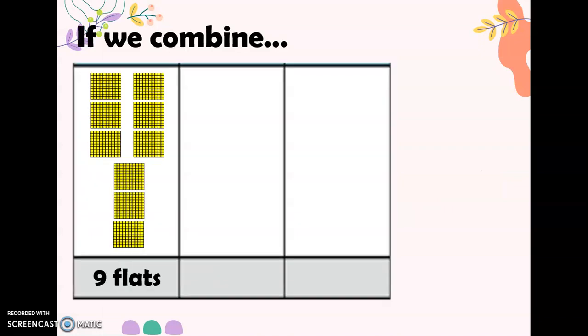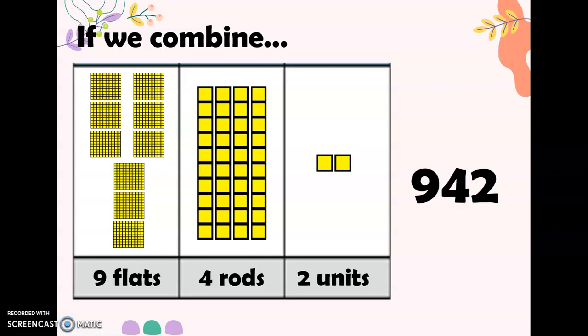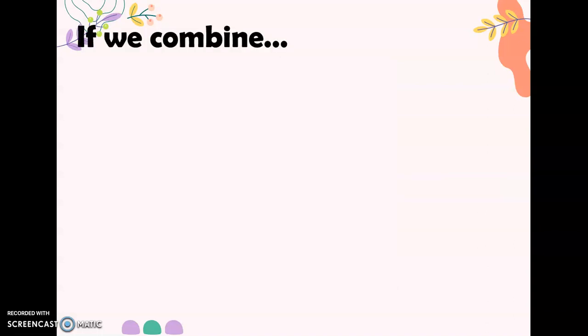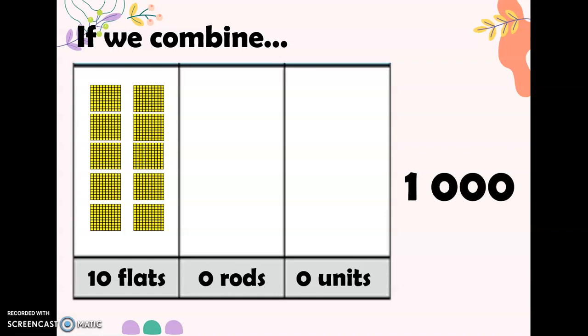If we combine 9 flats, 4 rods, and 2 units, then we'll have 942 blocks. Now, if we combine 10 flats, 0 rods, and 0 units, then we'll have 1,000 blocks.